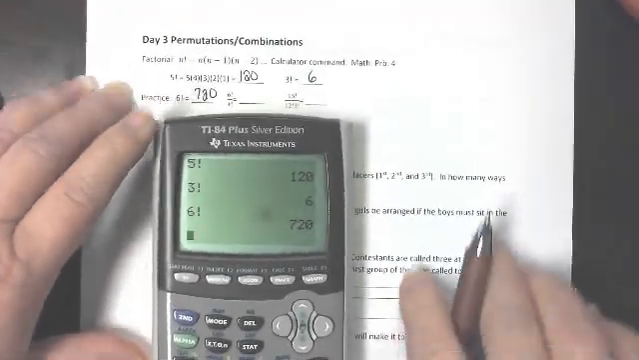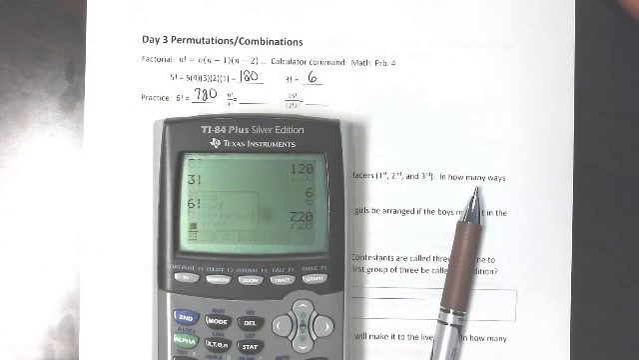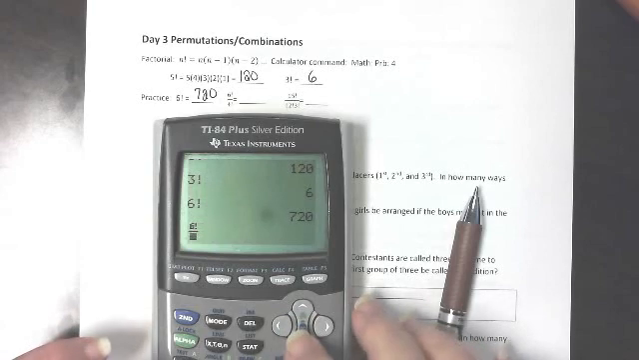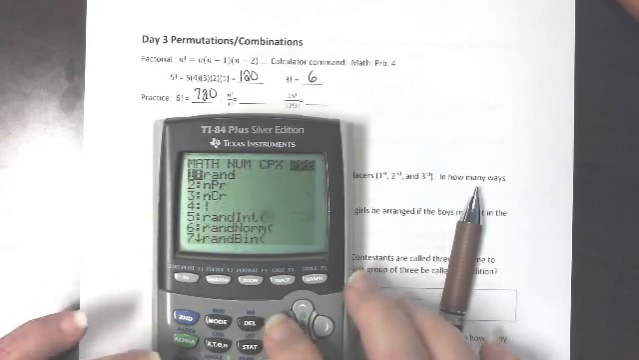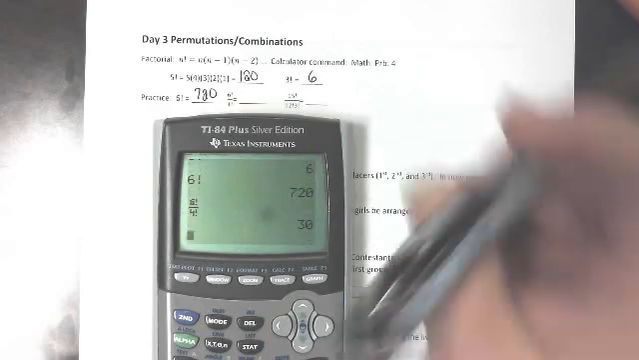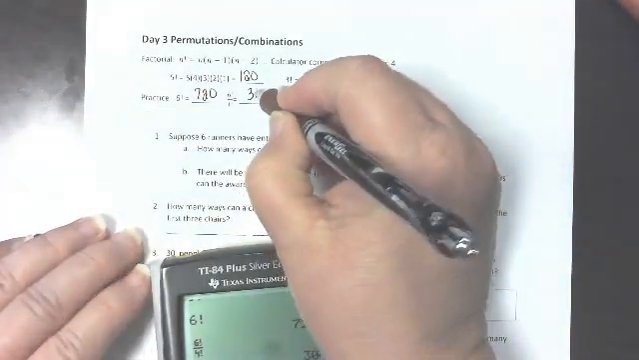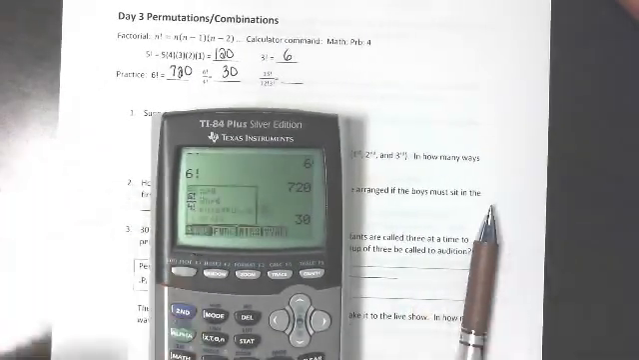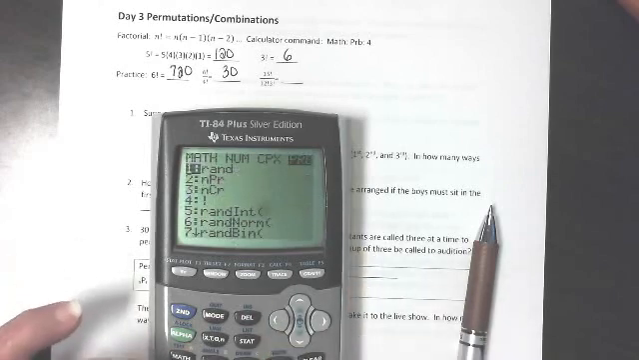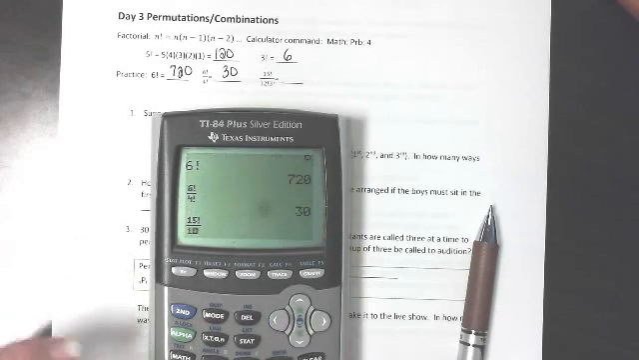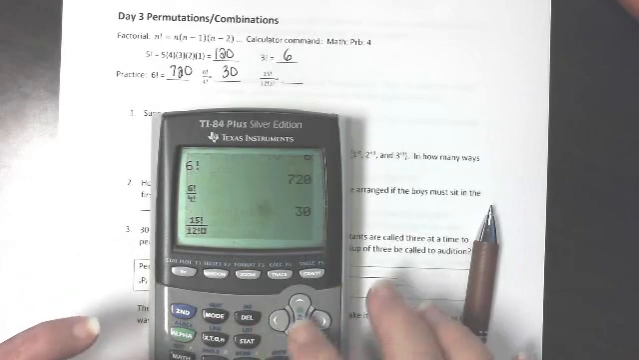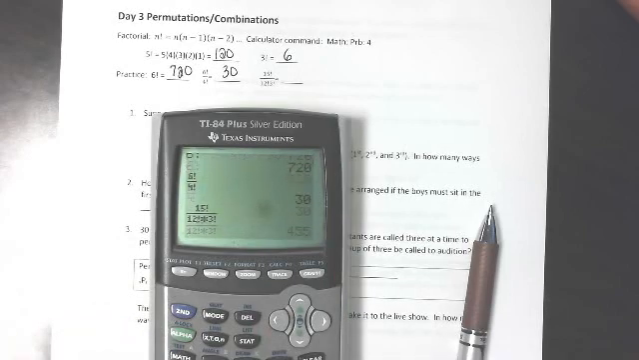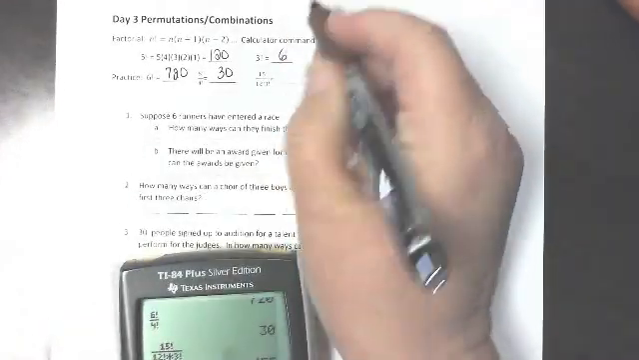Now this one says 6 factorial divided by 5 factorial. I'm sorry, 4 factorial. So I'm going to grab a fraction, 6 factorial, and then 4 factorial, and get 30. And then this one, the same thing, a fraction, 15 factorial over 12 factorial times 3 factorial. And we get 455.